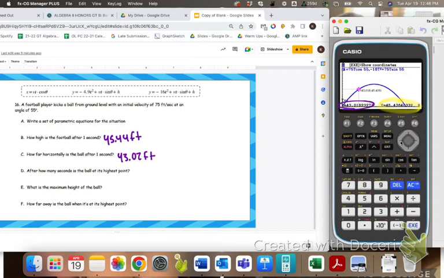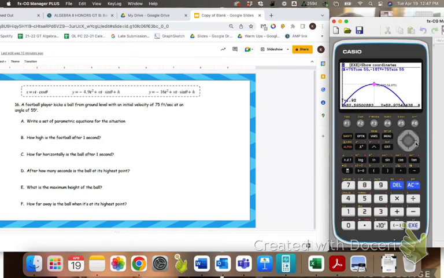After how many seconds is the ball at its highest point? So let's scroll until we get to the highest point. Again, we're looking for the biggest y that we can get. We can get pretty close just by looking, but I'm going to actually find those values here. 58.97 is about as high as I can get. Okay, right there is going to be my highest point.